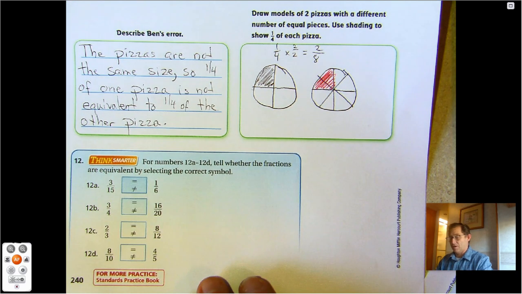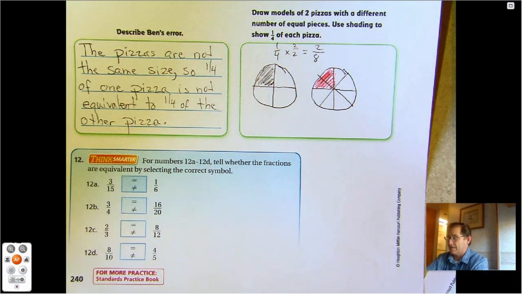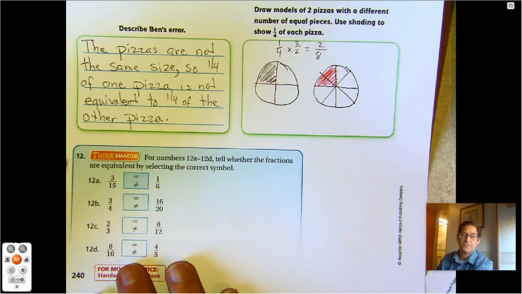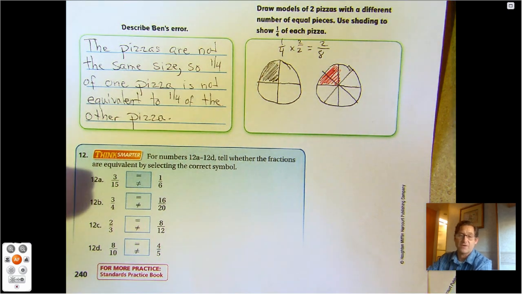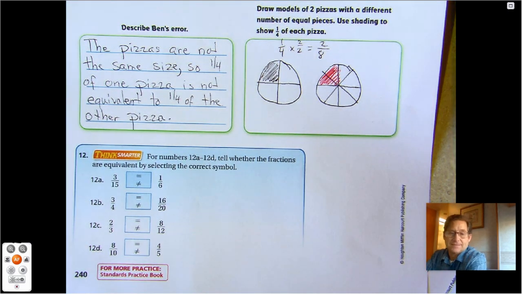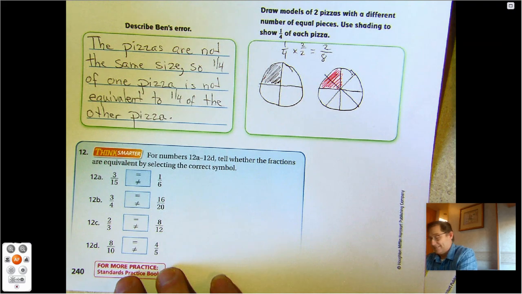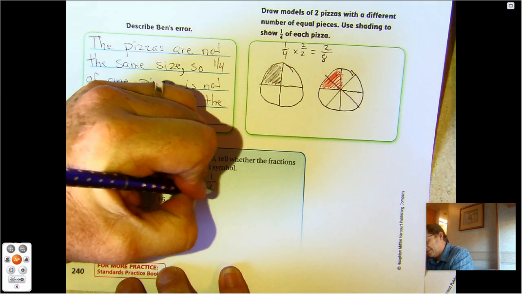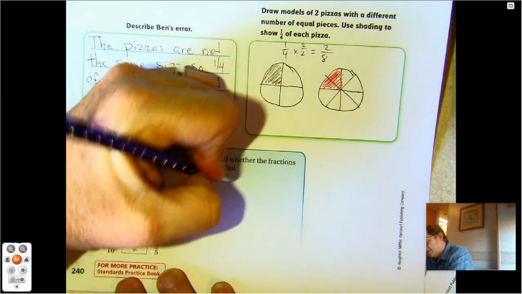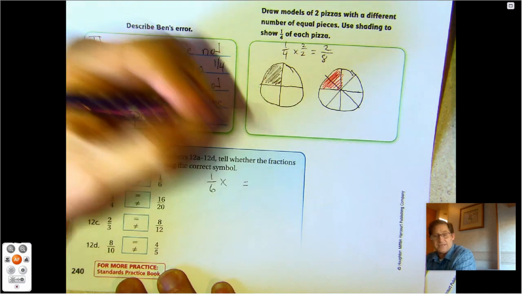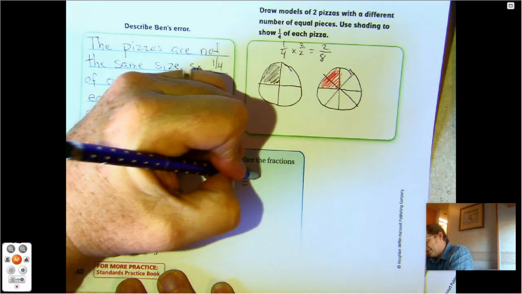All right, now number 12. For these numbers, 12a through 12d, tell whether the fractions are equivalent by selecting the correct symbol. All right, so is 3/15 equal to 1/6? Well, let's see. Let's go with 1/6 times something to equal 3/15.